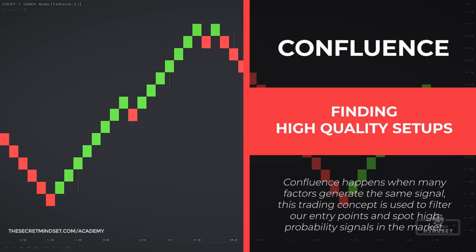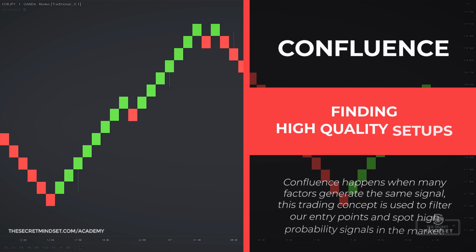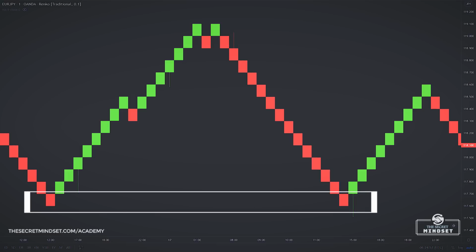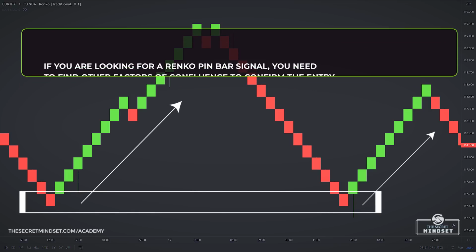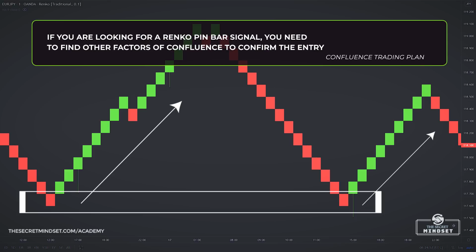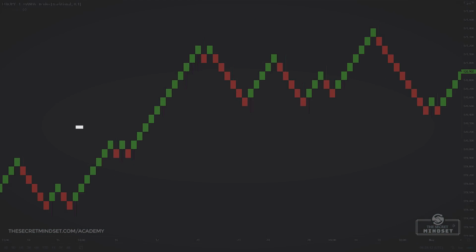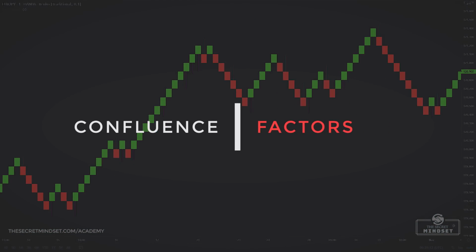This trading concept is used to filter out entry points and spot high-probability signals in the market. Trading with Confluence will help you focus on quality setups rather than quantity, and it will enhance tremendously your trading performance. In our case, if we are looking for a Renko pin bar signal, we need to find other factors of Confluence to confirm our entry. So what are other factors of Confluence?